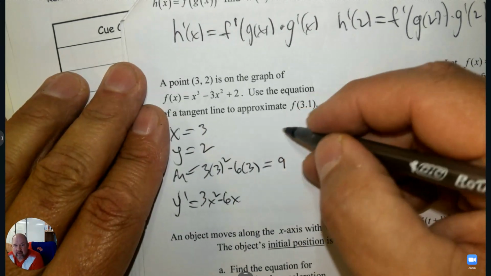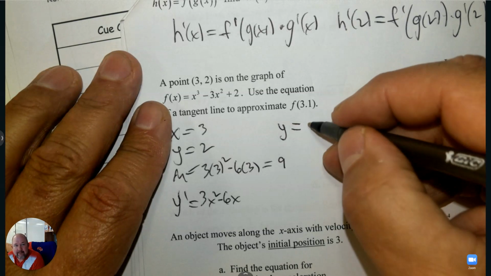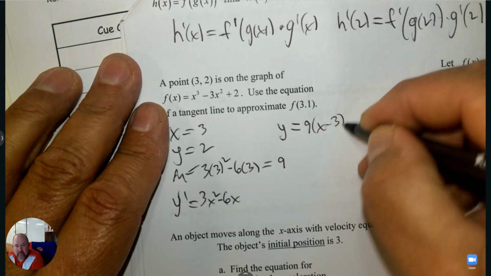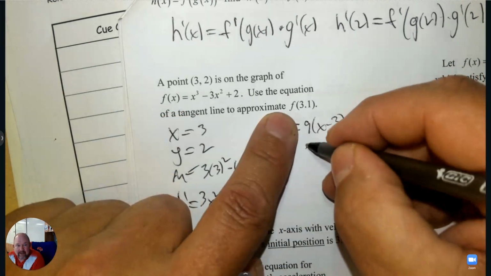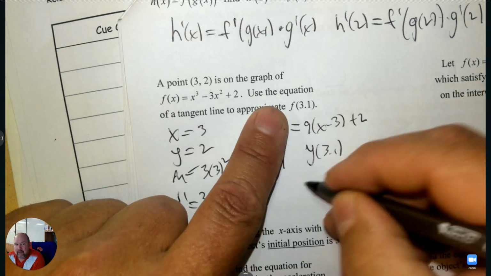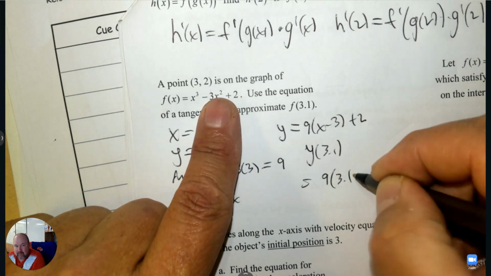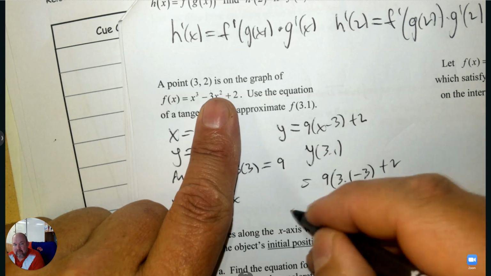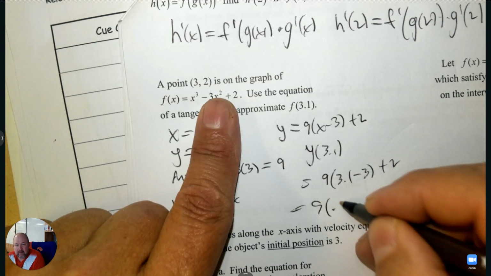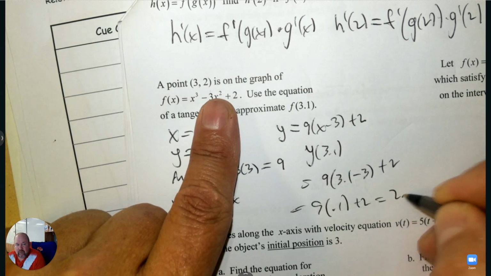So I get the equation 9(x minus 3) plus 2. And then I want to estimate at 3.1. So then into that equation you plug 3.1 and answer it. So that's 9 times 0.1. So that answer is 2.9.